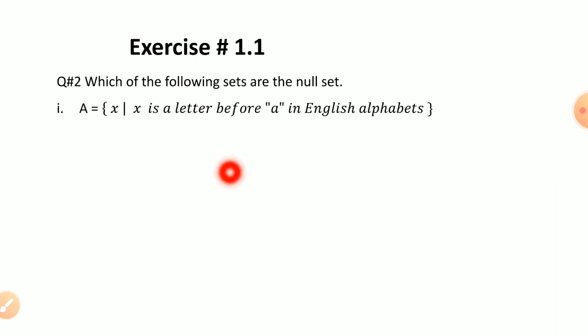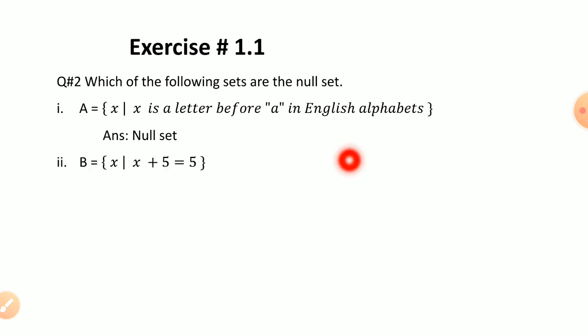Exercise 1.1. Which of the following sets are the null set? You have to identify whether the set is a null set or not. Null set means empty set. There shouldn't be any element in the set. First one, X such that X is a letter before A in the English alphabet. Now we are making a set of English alphabets which come before A. Do we have such an element? No. So set A will be a null set.